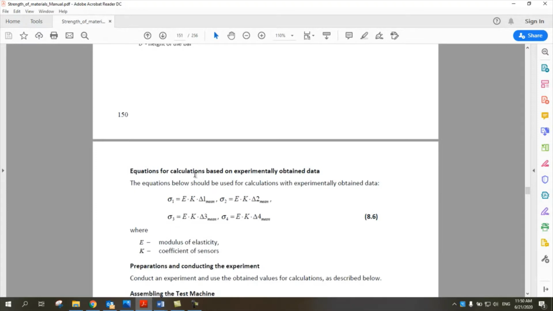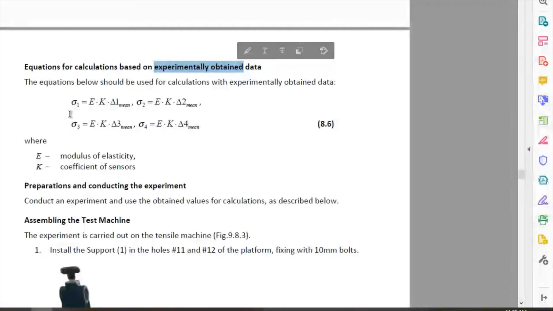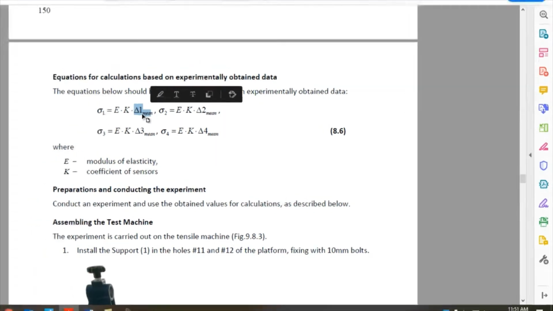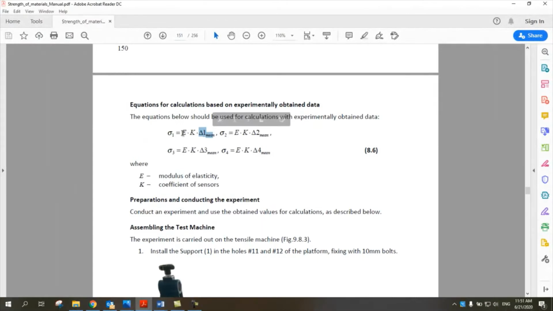For experimentally obtained data, we can find the values of stress at any position by multiplying the modulus of elasticity with the readings of the sensor, or elongations, or we can say the strain at any position. So modulus of elasticity and strain will give us stress number 1, 2, 3, and 4 at the 4 positions.